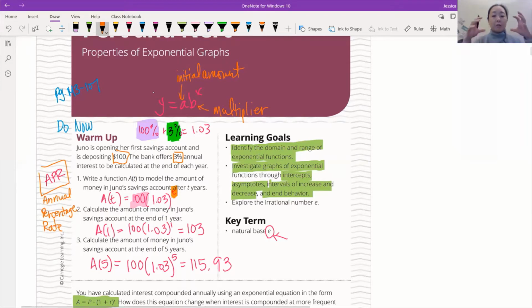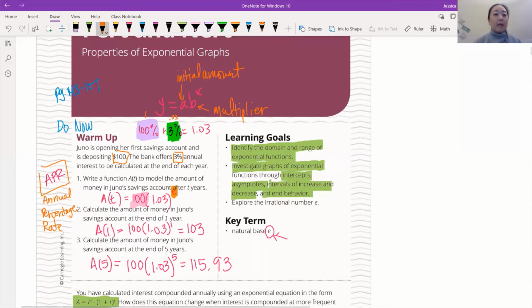So remember, we have the initial 100%, right? The amount that Juno put in. We're keeping 100% of that money, plus we're adding on to it 3%, right? So that's why it has to be 100% plus 3%, which would be 103%. And how do we write 100% as a decimal? It's just 1. And how do we write 3% as a decimal? 0.03, right? So altogether, that would be 1.03. So that's why it is 1.03. And again, to the t power.